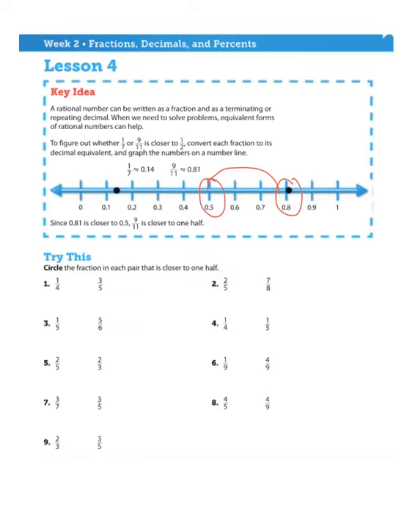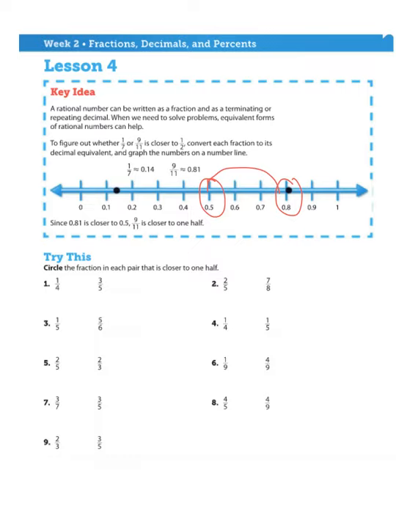So it's going to be easiest if you need to change these fractions to decimals, and then you're going to circle the pair that's closer to 1/2. And I have a box for you to put around which fraction is closer to 1/2, but I can also make a box for you to write down your decimal equivalent.